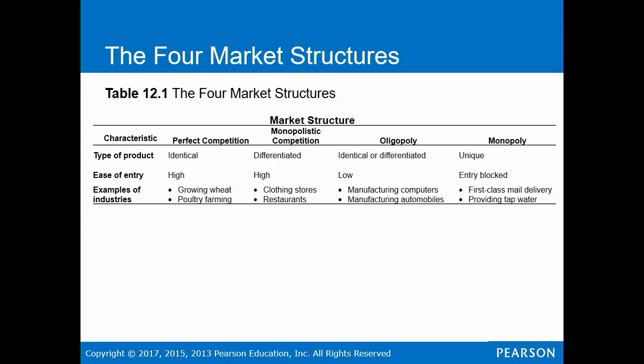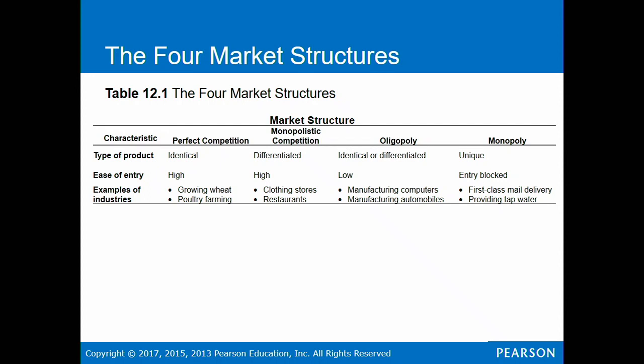Here's just a basic breakdown of these. There's some examples of perfect competition. Again, competitive goods, very easy for a new company to start up. It'll be things like agricultural products are the easiest example. It's like growing wheat or raising poultry. There's going to be no difference between the types of goods offered in this market.